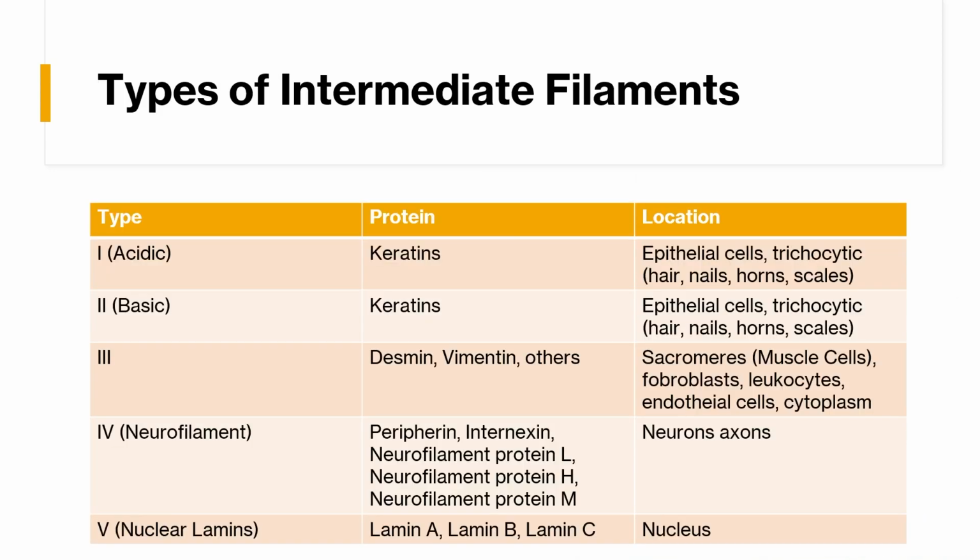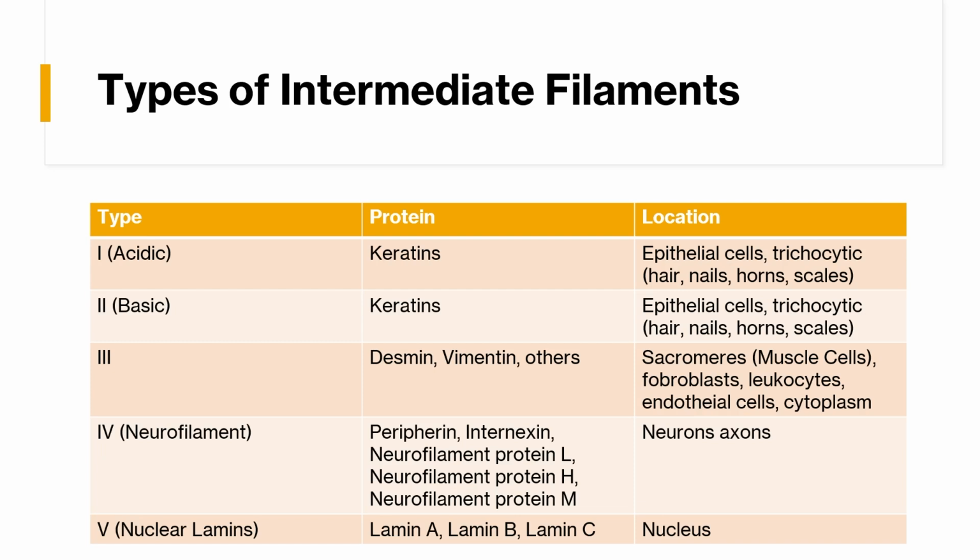There are 5 main types of intermediate filaments, with examples shown here. Type 1 and type 2 are acidic and basic, respectively, and an example of this is keratin. We can find keratin in epithelial cells, which help produce our hair and nails, and then other animals produce horns and scales. Type 3 is just known as type 3, and forms other proteins like desmin and vimentin, which is also important in sarcomeres in our muscle cells, in fibroblasts, in leukocytes, which are the immune cells, endothelial cells, which we can find lining our blood vessels, and other parts of the cytoplasm in different cells.